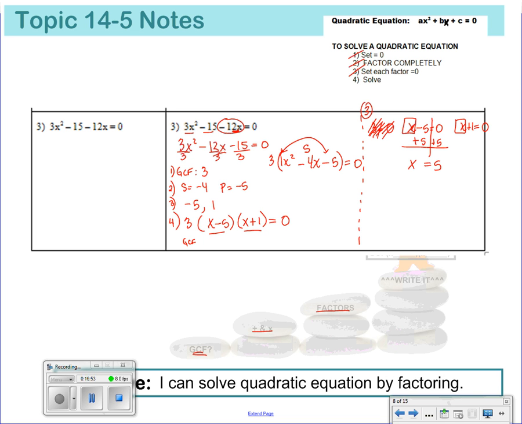Then we have x plus 1. That's my second factor. Get the x by itself. We're going to do the opposite of plus 1. We'll subtract 1. And we get x is equal to -1, because 0 minus 1 is -1. So this tells us we have two solutions, 5 or -1. If x is equal to any one of these two numbers, when I plug it back into this quadratic, I will get 0.